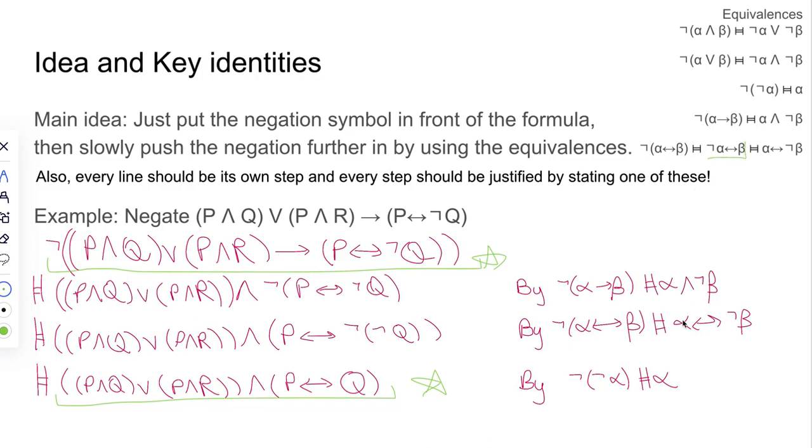If we chose this route here instead, though, we would still have negation symbols. We would have a negation symbol at the P and a negation symbol at the Q in our final line. I'll leave for you to try to do that and try to do it from scratch.